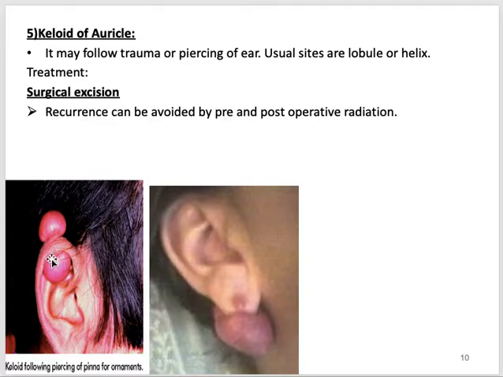So simply it follows trauma or piercing, and the usual sites are the lobule and the helix. Surgical excision is done for these patients, and sometimes recurrence occurs, so again surgical resection. When there is recurrence again and again, we can give them post-operative radiation. Sometimes we give them intralesional steroid injection after excision.